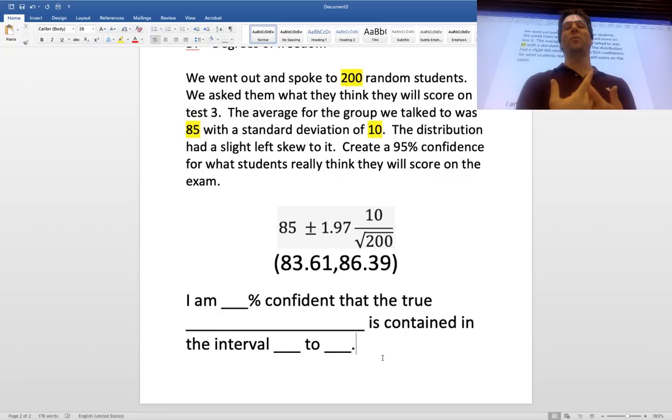You might lose a point, like maybe it's a 4-point question. You might lose a point for just saying true mean, but we want the true mean score that students think they will make on test 3. That's a lot to say, and usually people don't give enough information. I am 95% confident the true mean score students think they will make on test 3 is contained in the interval 83.61 to 86.39. And once you know the second part, it's not so bad. The first part, you're just stating your confidence. The third part, you're just stating your interval.